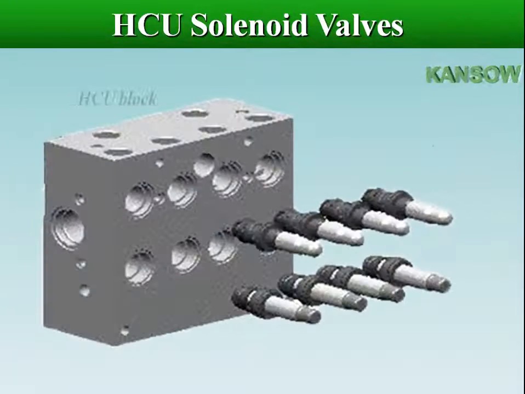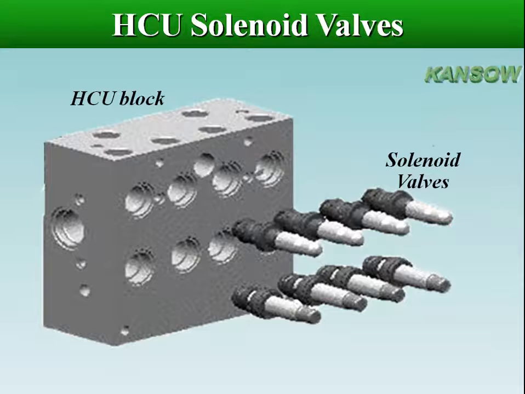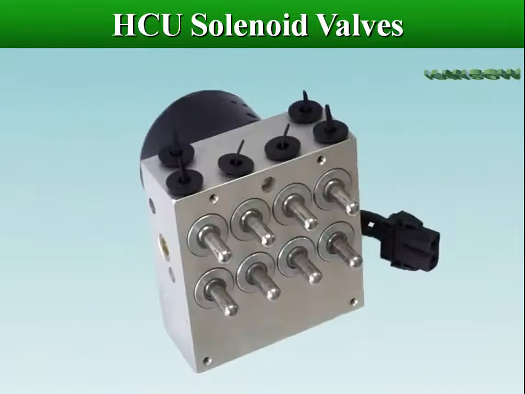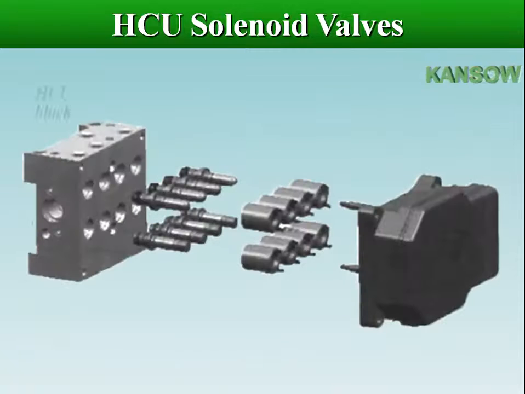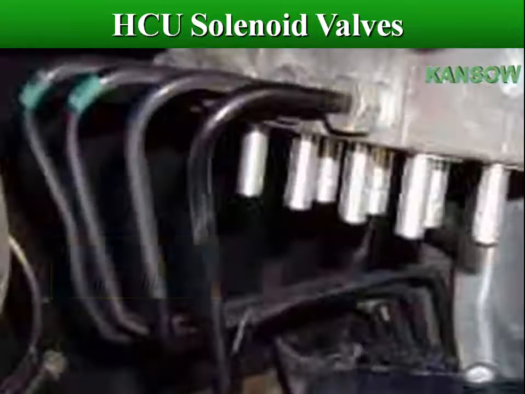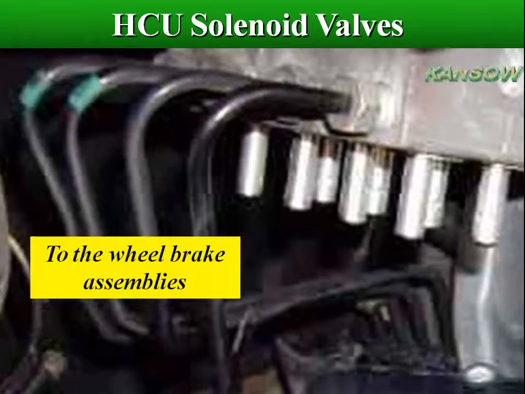To avoid wheel lockups, the pressure at each individual brake is controlled via valves in the hydraulic modulator. The solenoid valves are located in the modulator unit, and are electrically operated by signals from the control module. The solenoid valves control the brake pressure to the wheel brake assemblies.